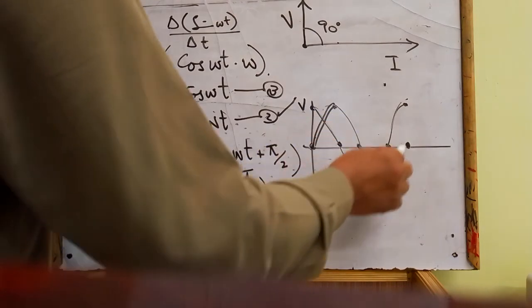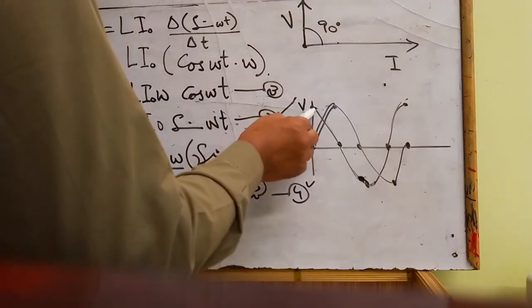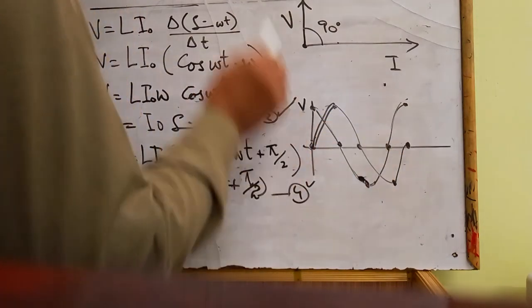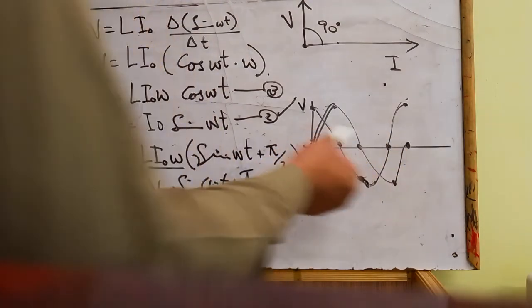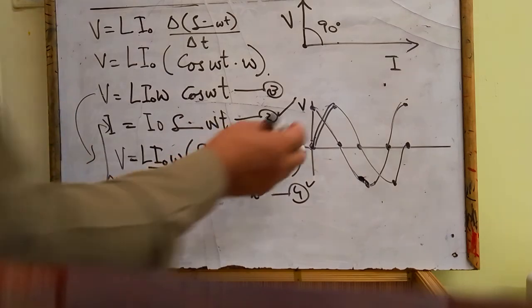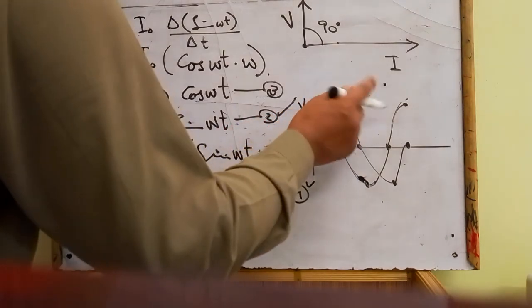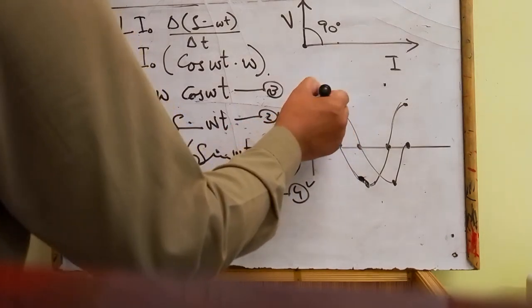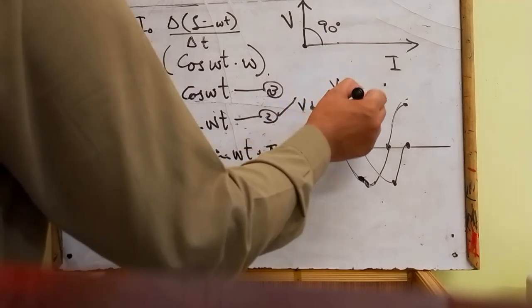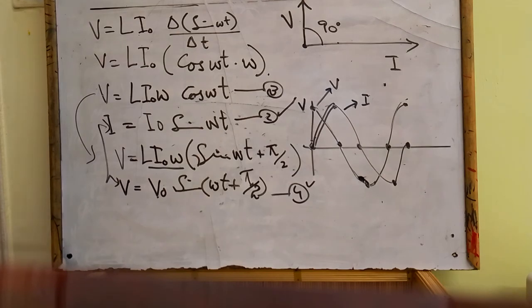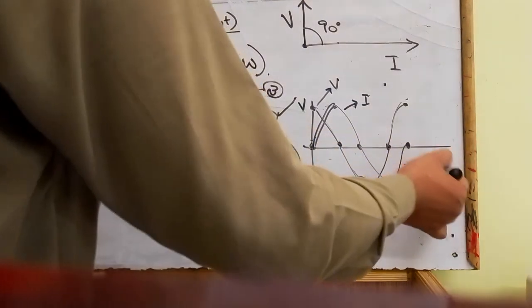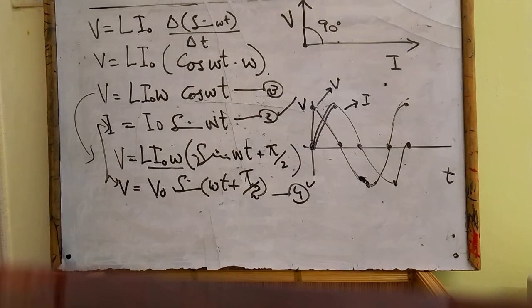So voltage leads all the times the current by how many degrees? By 90 degrees. So this is the graph of the voltage and current passing through an inductor. And along the x-axis we should take time. Clear? Okay.